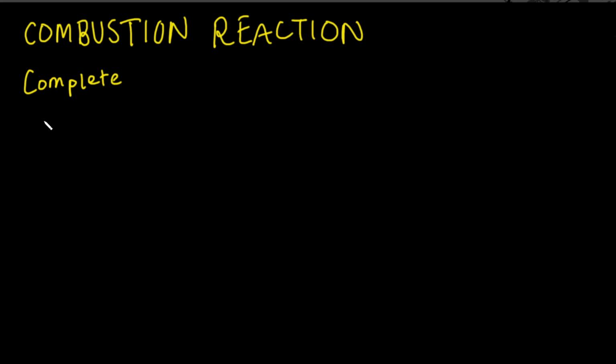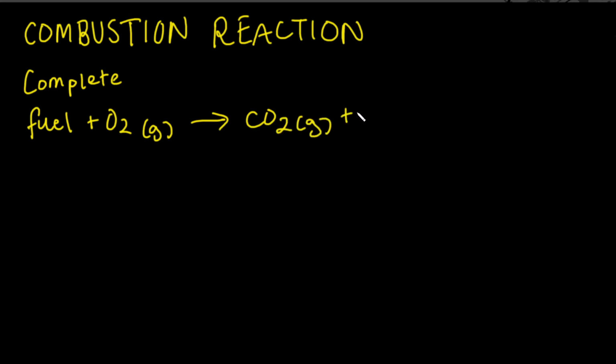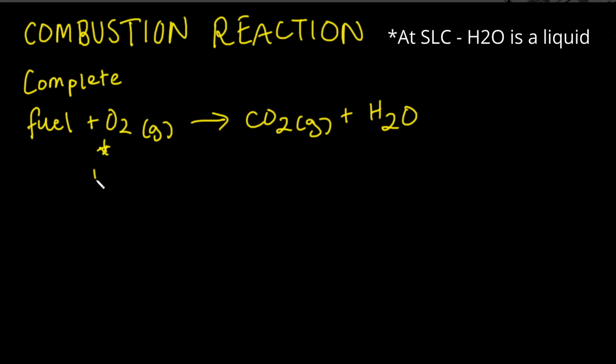So the generic formula for a complete combustion reaction is a fuel reacting with O2, which is a gas, to produce carbon dioxide gas and water. Now, an important thing that distinguishes complete combustion from incomplete combustion is that this oxygen gas is in excess, which means that this fuel can burn completely and oxygen is not the limiting reactant.